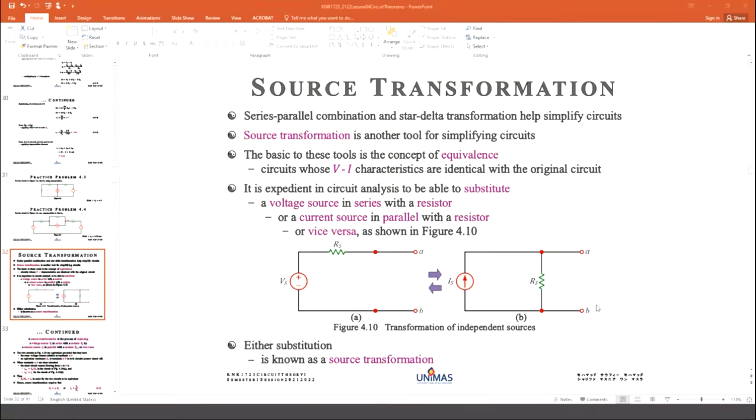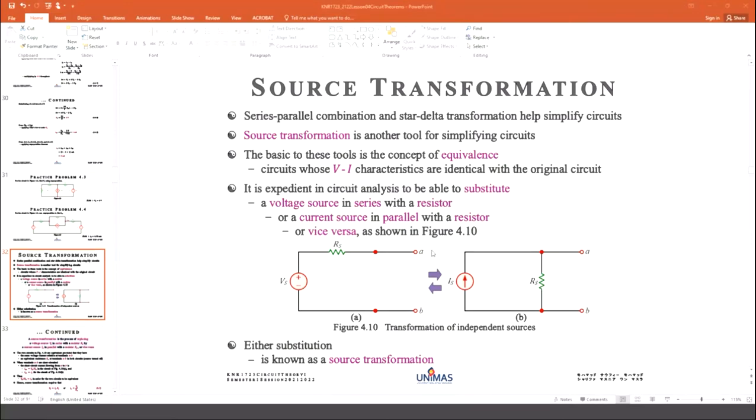When does the transformation happen? When you want to combine the sources. Okay, you cannot combine voltage and current source together, so you need to make the sources become the same, two same voltage sources or two same current sources, then only you can combine. So this is what source transformation is all about, to help you to combine sources. Right. So how do you combine?